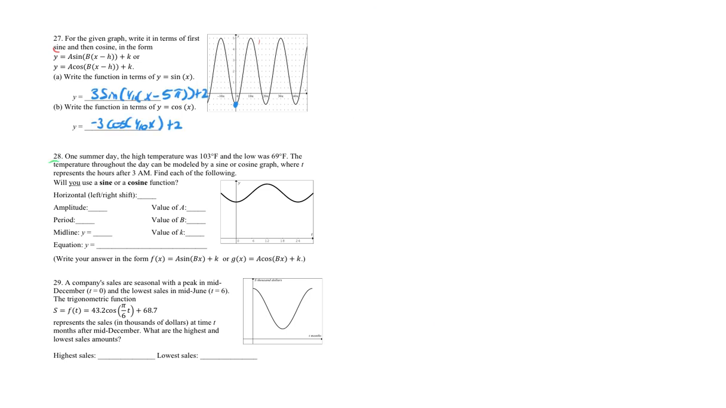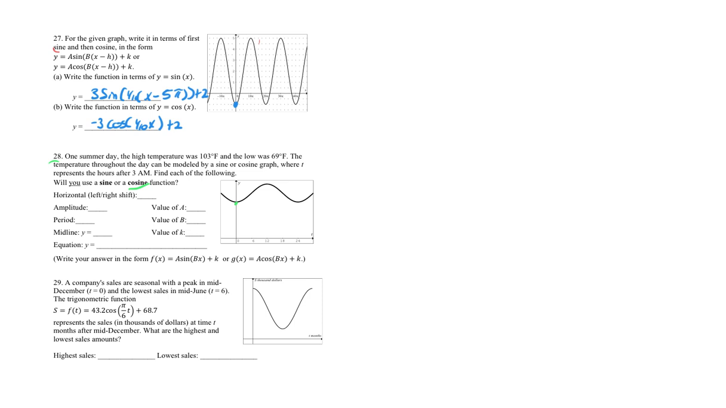One summer day, the high temperature was 103 and the low temperature was 69 Fahrenheit. The temperature throughout the day can be modeled by a sine or a cosine graph, where T represents the hours after 3 a.m. Find each of the following. We'll use a sine or cosine. I'm seeing that we hit a minimum at time equals 0, so I'm going to use a cosine. It'll most likely be the easiest one.